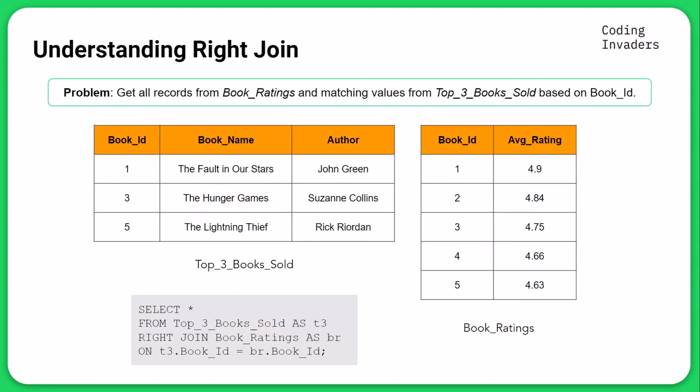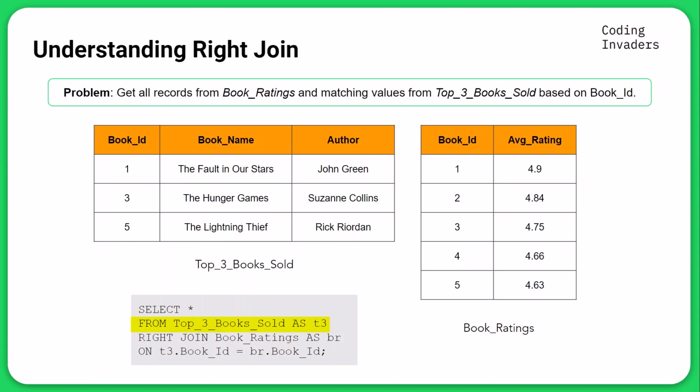So what we are doing over here is, as you know, the left table is top 3 books sold and the right table is book ratings. The first line of code says select star, which means select all the columns of all the tables that are mentioned, in the same sequence as they are mentioned. Select star from top 3 books sold as T3. So T3 is the alias name for top 3 books sold, and top 3 books sold is the left table as it is mentioned right after from. And first in the select statement, it will take all the columns of the left table, that is top 3 books sold, which are 3 columns: book ID, book name and author.